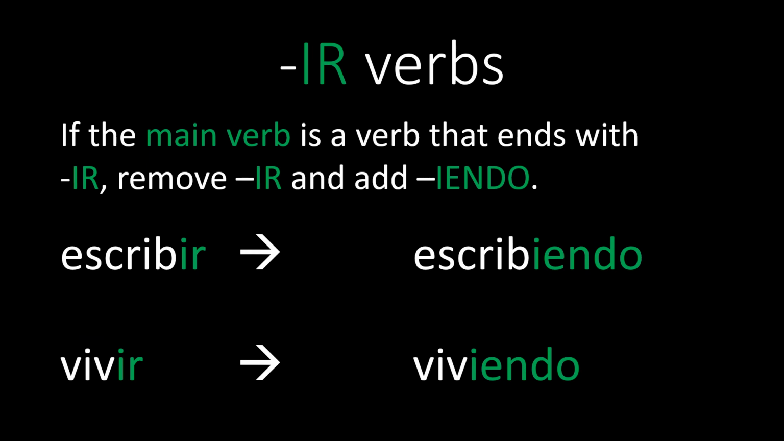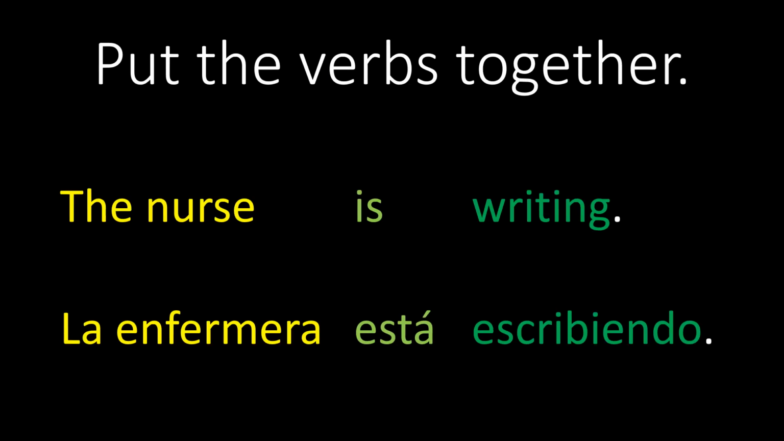IR verbs do something similar. If the main verb ends with an IR, take off the IR and again add yendo. So look at the examples. Escribir, to write. Take off the IR and add yendo, and you get escribiendo, writing. Vivir, to live. Take off the IR and add yendo, and you get viviendo, living. Let's look at them in sentences.